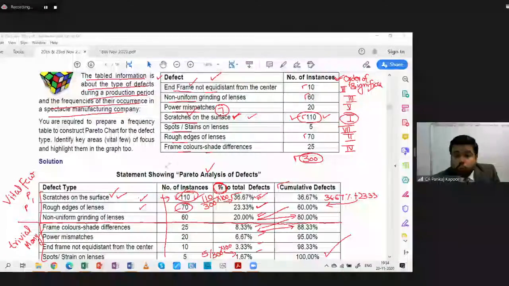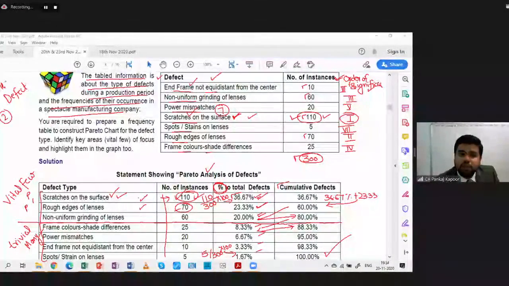Friends, what does Pareto analysis help you with? Pareto analysis helps you to solve a bigger problem, or to break a bigger problem into small pieces. Point 1: what is the problem? That there are defects. What you did? Please learn the methodology, how we actually implement it. What is the second step? You try to look for the reasons. What are the reasons? You identify these 7 reasons.